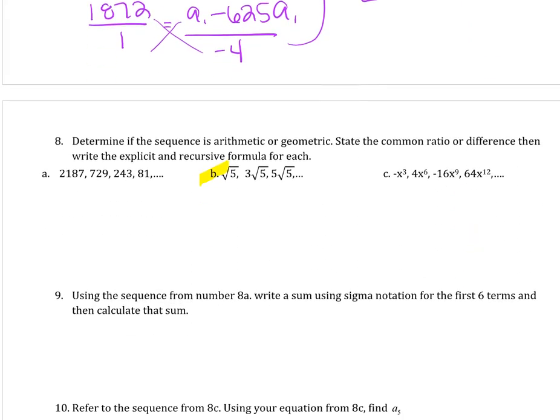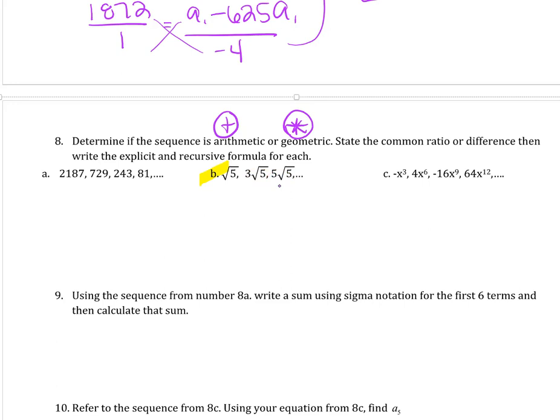Okay, determine if the sequence is arithmetic or geometric. Remember, arithmetic means adding, geometric means multiplying. State the common ratio or difference, then write an explicit and recursive for each. So B, I'm noticing it goes radical 5, 3 radical 5, 5 radical 5, and so forth. So in order to get from radical 5 to 3 radical 5, you may be thinking multiply by 3. But then that wouldn't make sense to get to 5 radical 5.